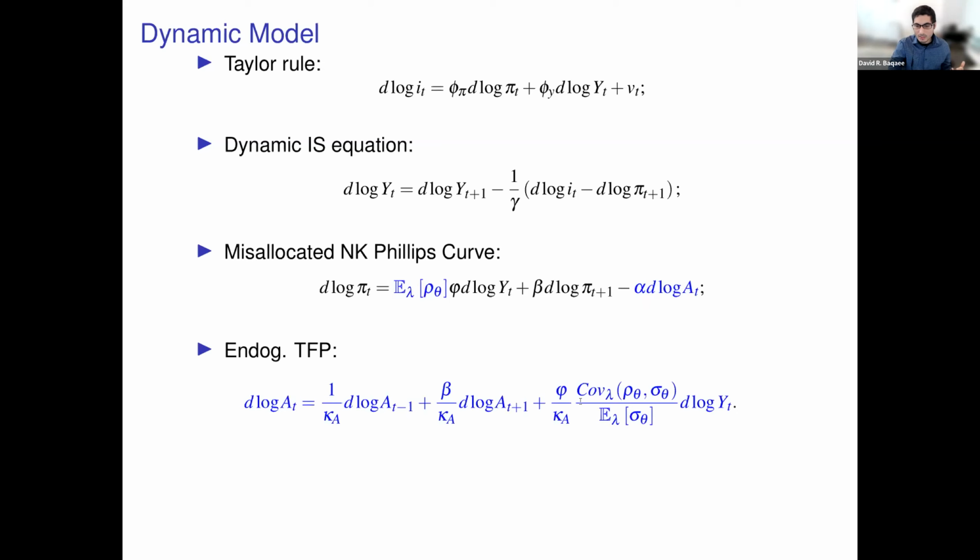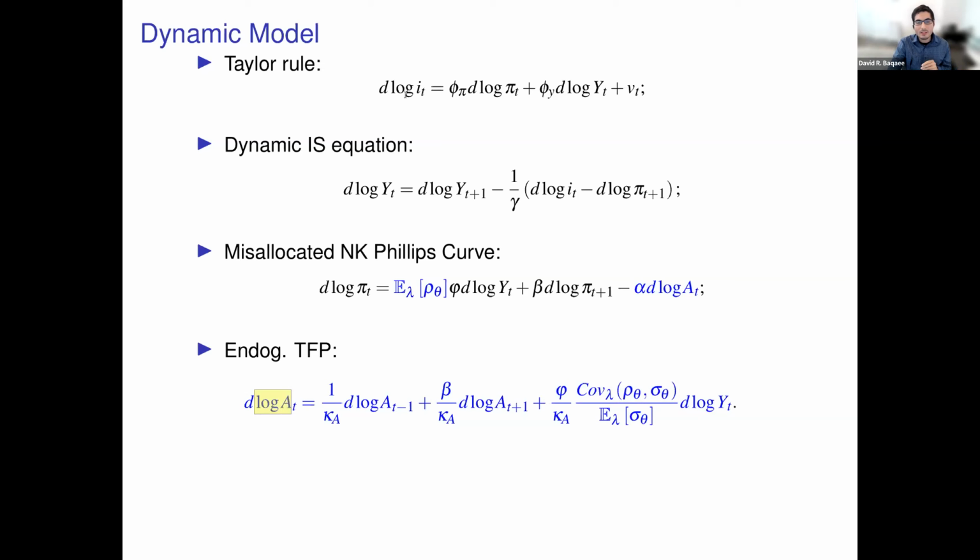So what do I want you to take away from this? The main thing I want you to take away is if this covariance that I've been emphasizing is positive, so high pass-through, high price elasticity firms, low pass-through, low price elasticity firms, then every time GDP goes up, TFP goes up contemporaneously, and that sets in motion movements in aggregate productivity, which then look like good cost-push shocks inside the Phillips curve.